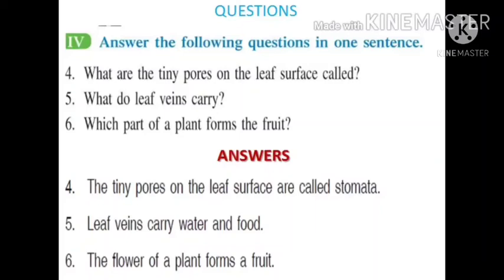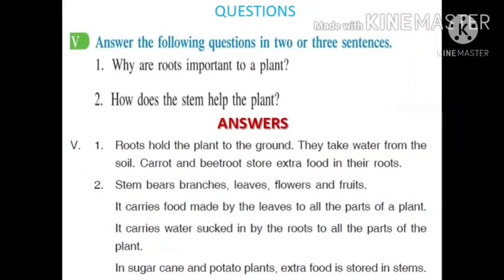Question number 6. Which part of a plant forms the fruit? Answer, the flower of a plant forms a fruit. Now let's go for the long questions. First, why are roots important to a plant? Answer, roots hold the plant to the ground. They take water from the soil. Carrot and beetroot store extra food in their roots.